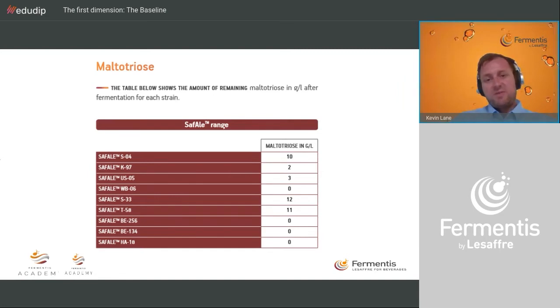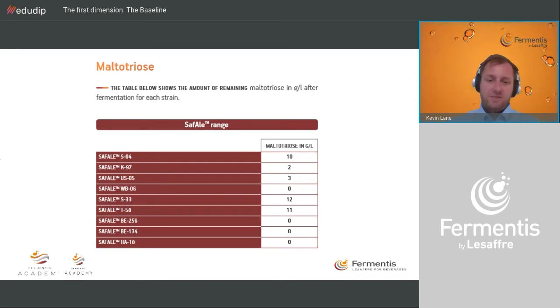In terms of the difference between yeast strains with residual sugars, each strain is going to present a different residual sugar, residual extract, and fermentation. This is one of those characteristics of yeast strains. So each strain is going to present something different. Here you can see that some strains have quite a bit of maltotriose, maltotriose being the most important out of the sugars remaining in the beer at the end. Some having over 10 grams per liter, some having less than 5 grams per liter, and then there's 4 that have zero residual maltotriose.